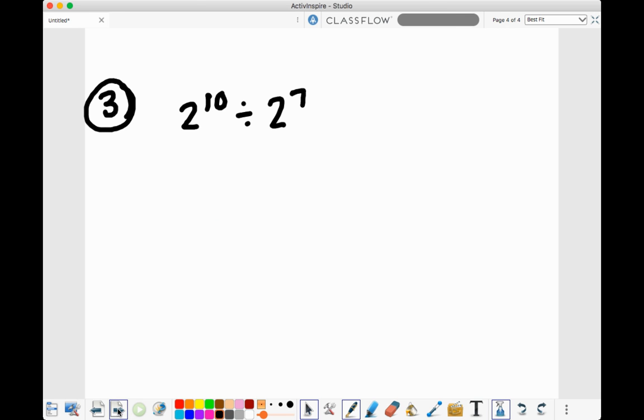The third one got a little bit trickier. It had that division, which is something that I didn't mention earlier. I wanted y'all to think very critically about that. Now, when we are doing this, I'm going to start by just putting 2 to the 10th. So I'm going to write it 10 times.